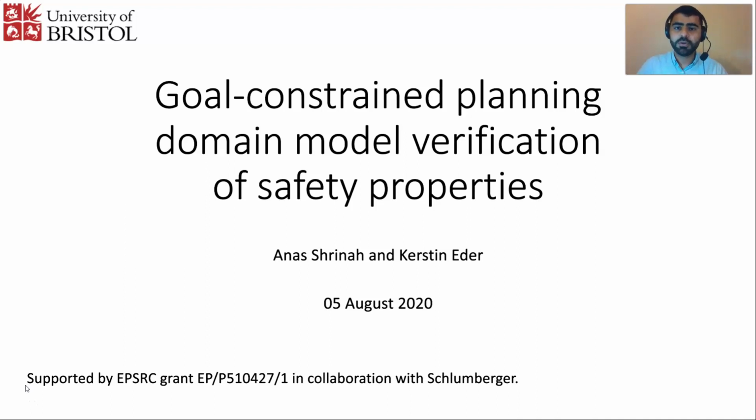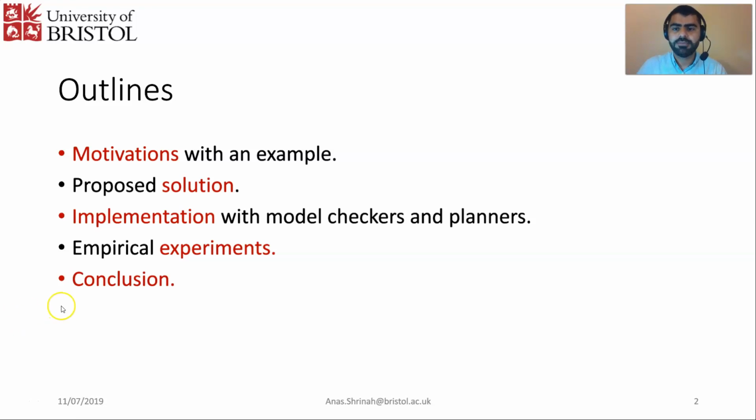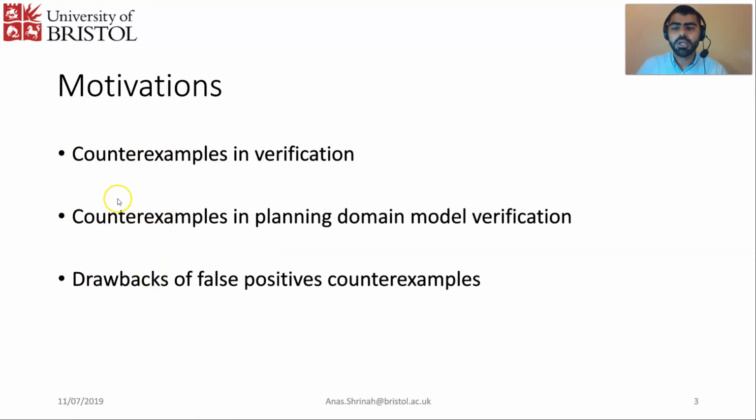Today I'll present to you a goal-constrained planning domain model verification method for safety properties. First, we will touch on the motivation of our work and provide an introductory example. Then we'll present our proposed solution and explain how it's implemented using model checkers and planners. And then we'll demonstrate the results of our empirical experiments, and at the end, the conclusion.